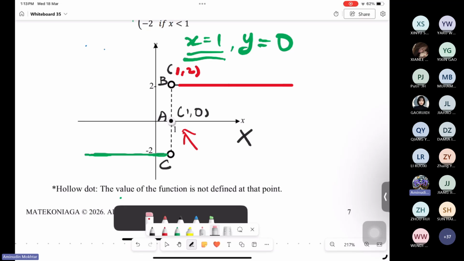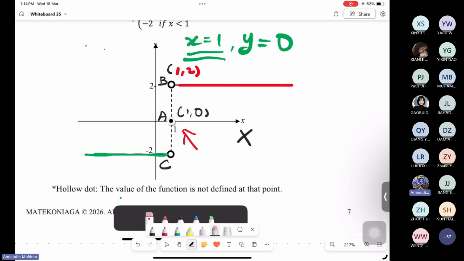There is the value of x only. The value of x only exists, but the value of y does not exist. That's why we need to draw the white dot.